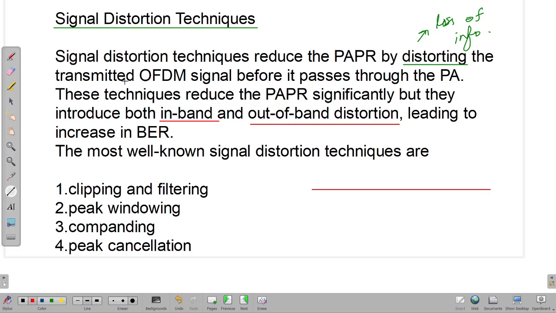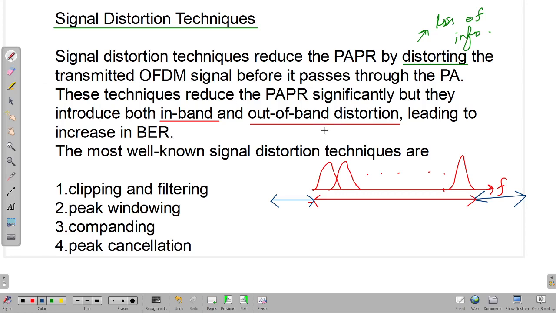When you have the OFDM signal in the frequency domain like this, there are a number of subcarriers. In-band distortion is a distortion that happens within the band, that is, within the bandwidth of the OFDM signal. Out-of-band is the distortion that happens outside the band, sometimes called out-of-band radiation or out-of-band distortion.